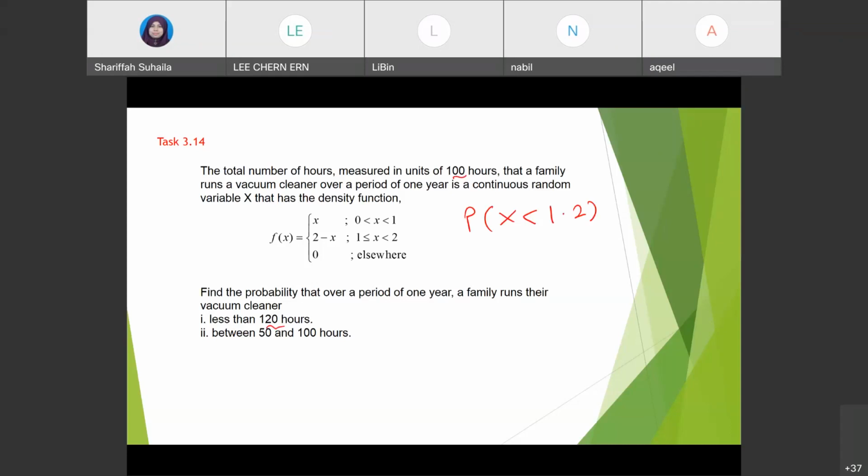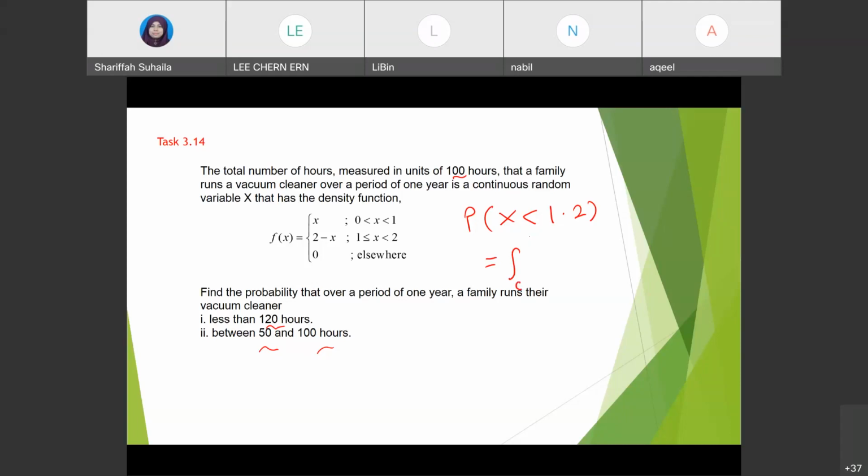Okay, boleh faham? Okay, ini pun sama. Kita akan tukar dia punya unit, sebab ini dalam bentuk 100 hours. So what you need to solve is probability X less than 1.2. So from which range do you want to integrate? X less than 1.2, so that means you will have 0 up to 1.